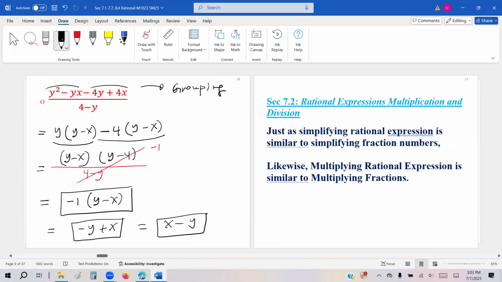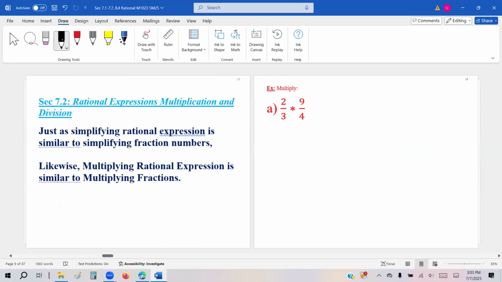So we are done with 7.1. Now we are going to 7.2. We are going to multiply. Let's start with something simple. 2/3 times 9/4.